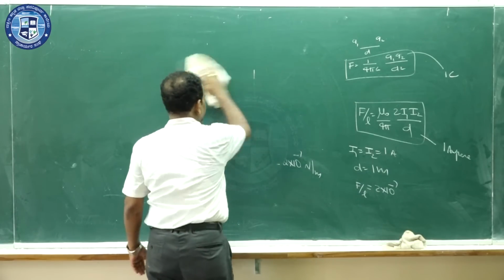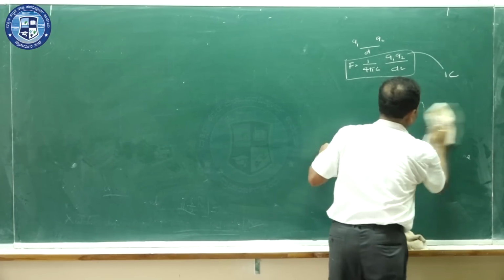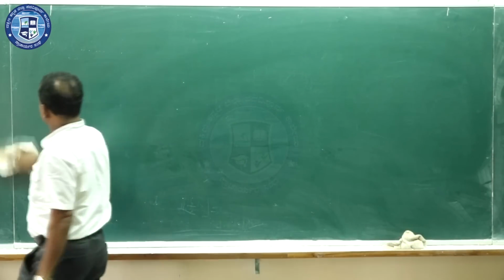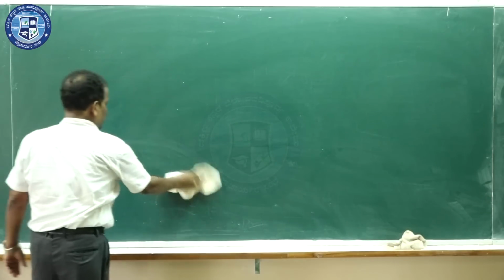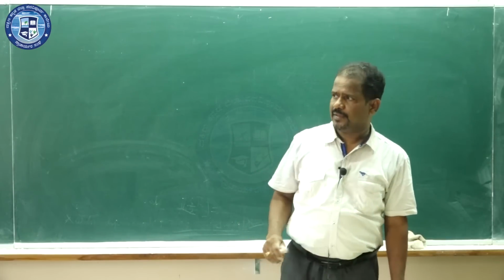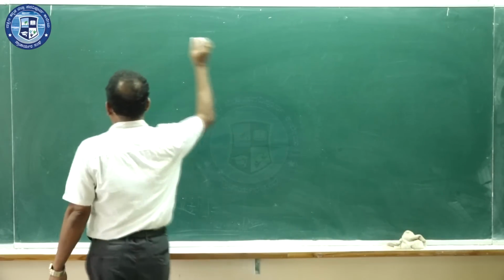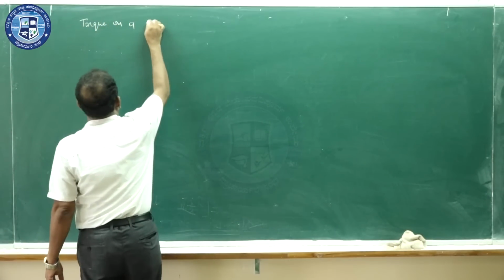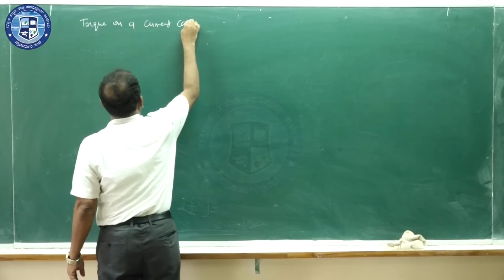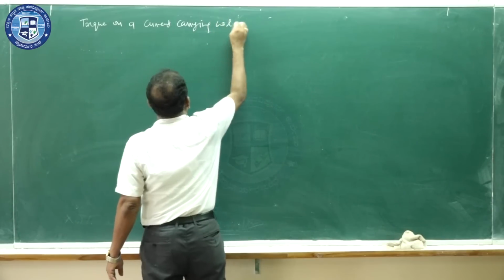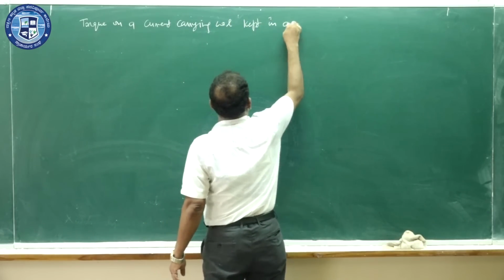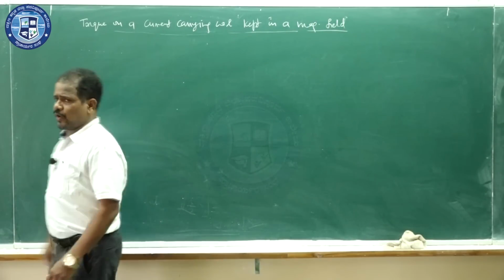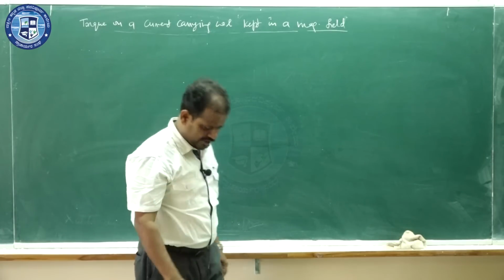Next, moving on to the torque on a rectangular current carrying coil kept in a magnetic field. Torque on a current carrying coil kept in a magnetic field.